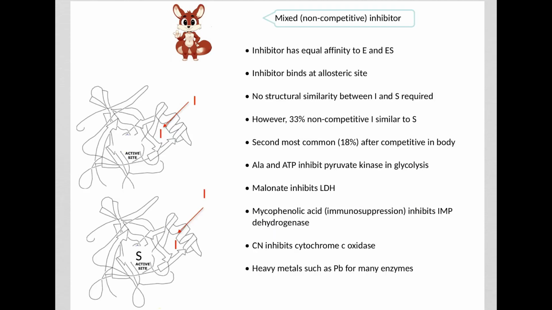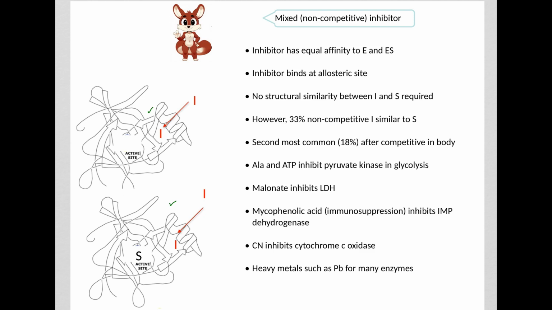And the third type of inhibitor is called the mixed inhibitor. This inhibitor binds both the enzyme as well as the enzyme substrate complex. Since it can bind the enzyme and the enzyme substrate, in a way, we have three types of mixed inhibitors.